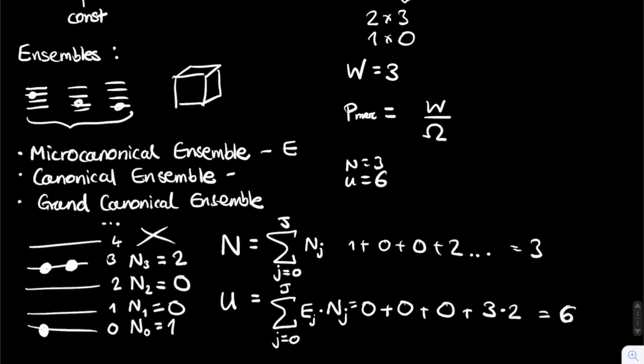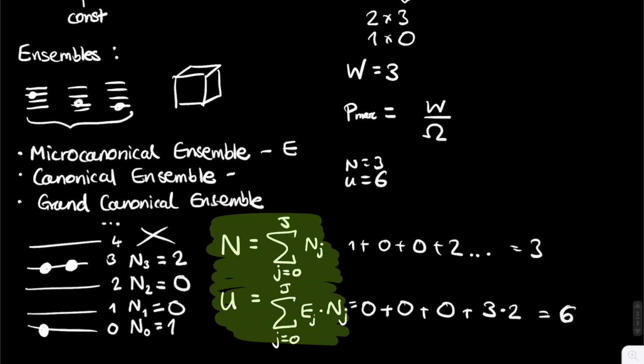We can derive what N and U are if we have this sort of state here. These formulas are quite important, and therefore I will just put a little highlight around them. There's just one thing that I missed out, and that is how did I work out that there were 3 microstates for this particular macrostate right here?